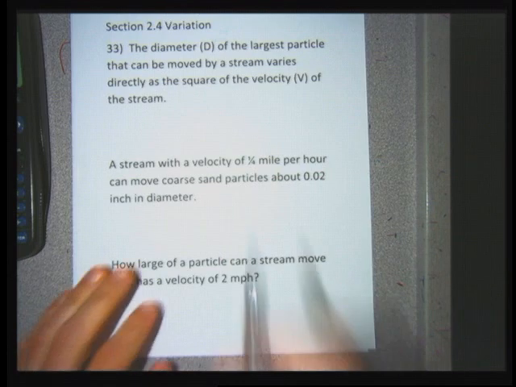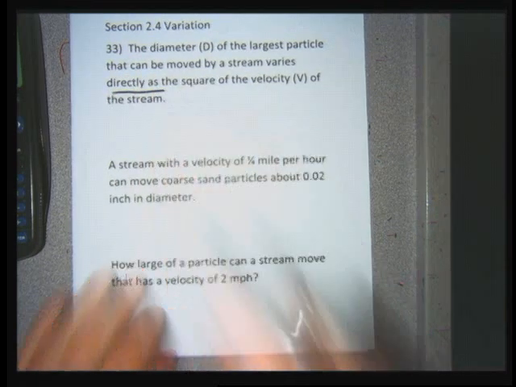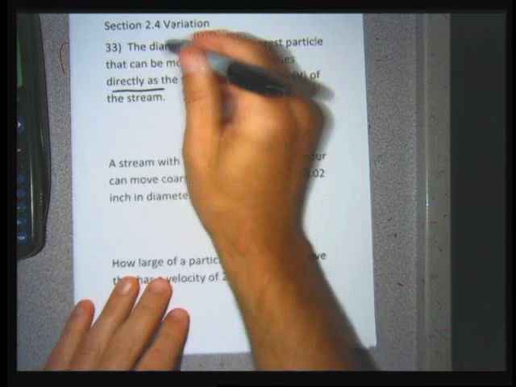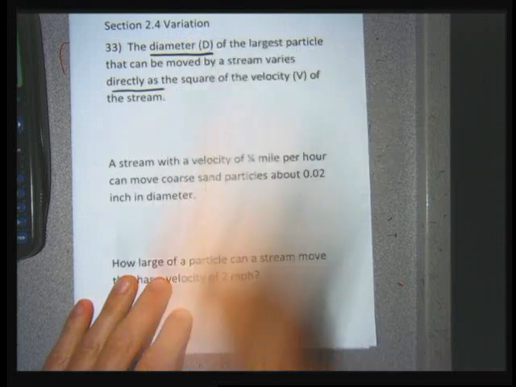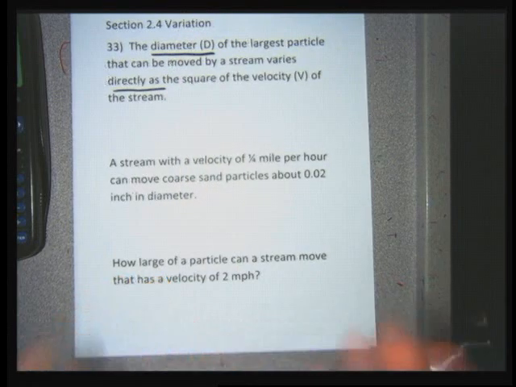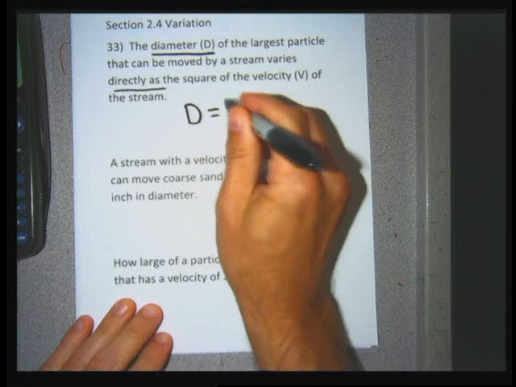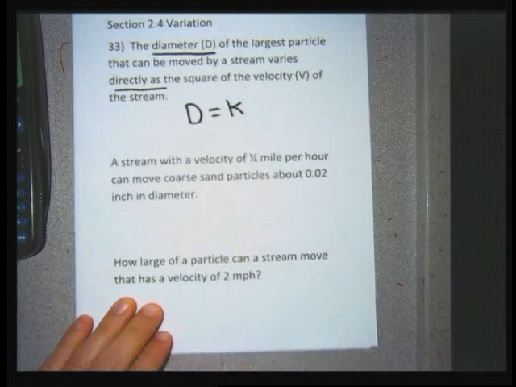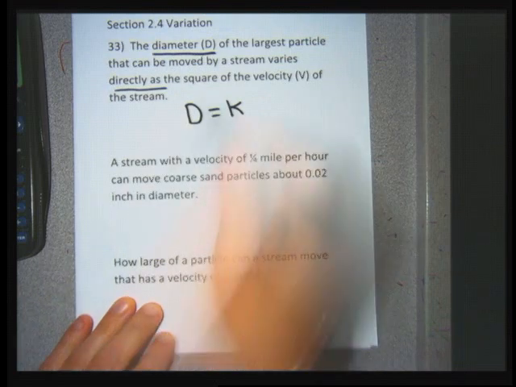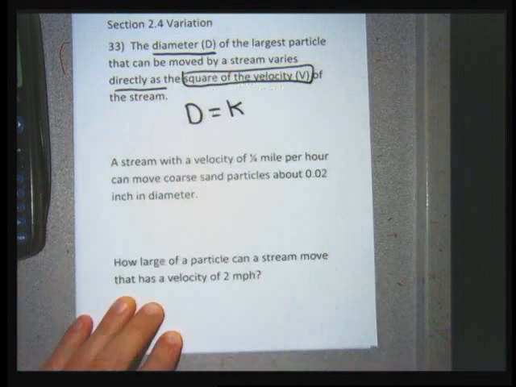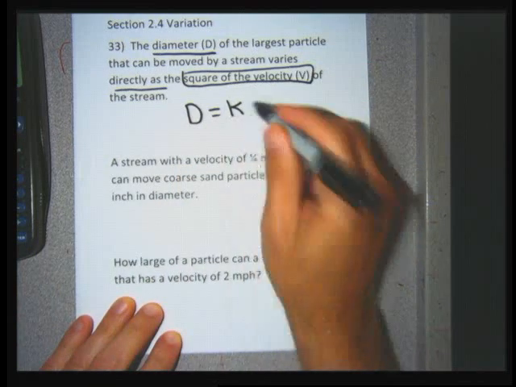And as I look through this problem, I see varies directly. So I know I need a k and then one letter after the k to the right of the equal sign. To the left of the equal sign, the letter I need is d, which represents the diameter of a particle that could be moved by a stream. After the equal sign, I get a k because of the word varies directly. And then the letter I need after the k is the v, but the v needs an exponent of 2 because of the word square of the velocity.